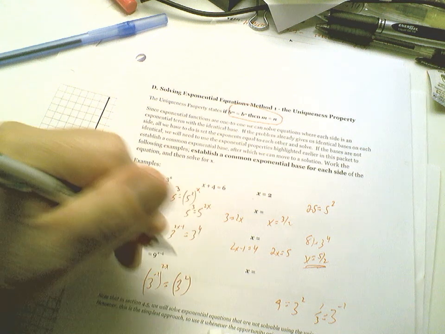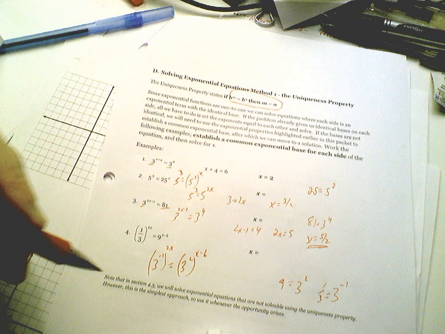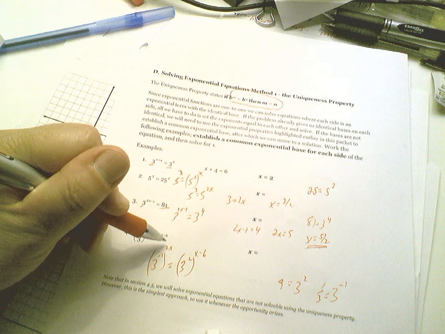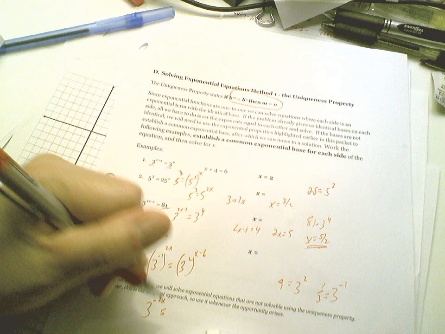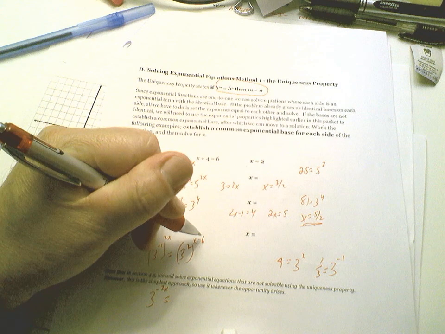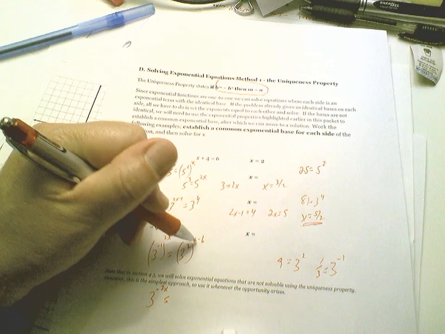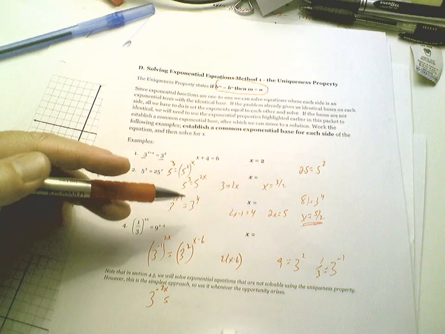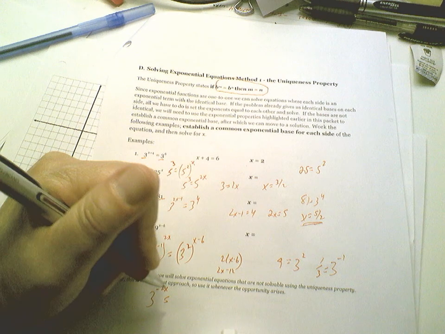Power to a power, multiply them. Negative 1 times 2x, that tells me 3 to the negative 2x equals, again, power to a power. Remember, this is a whole power. It's not the x and then subtract 6 after you multiply by 2. You've got to multiply 2 by the whole thing. So 2 times x minus 6 is the same as 2x minus 12. 3 to the negative 2x equals 3 to the 2x minus 12.